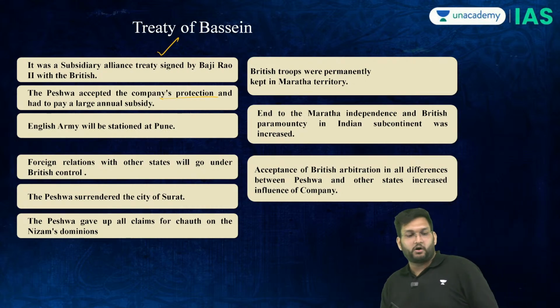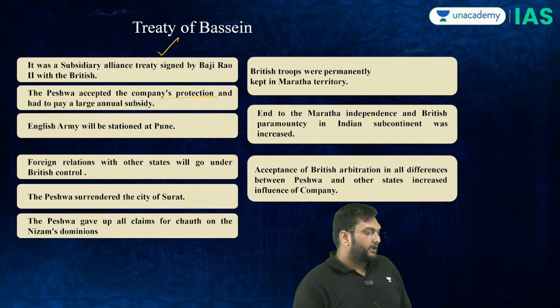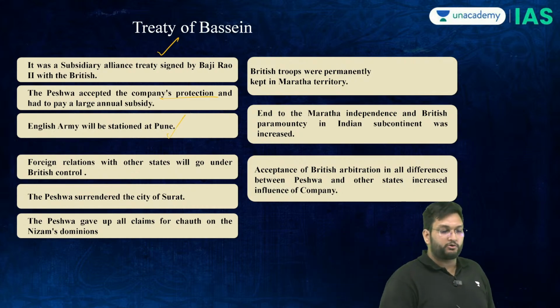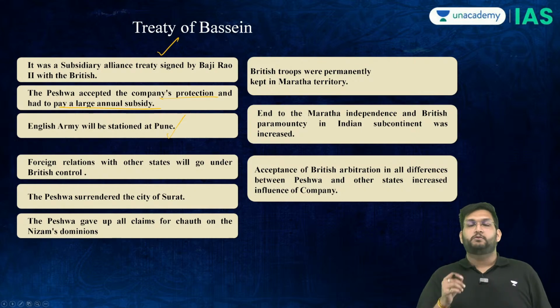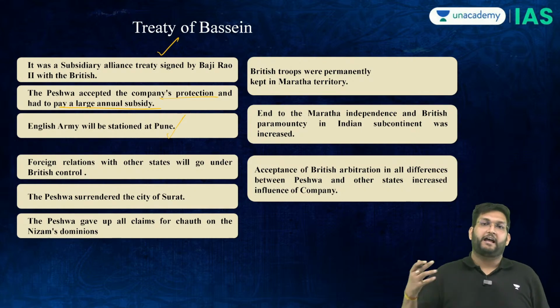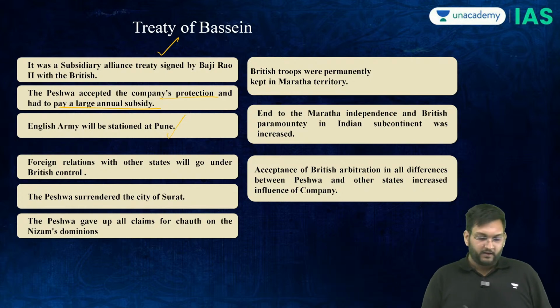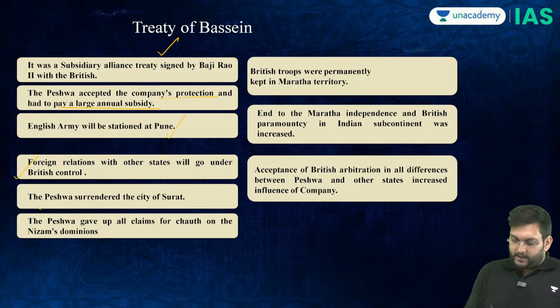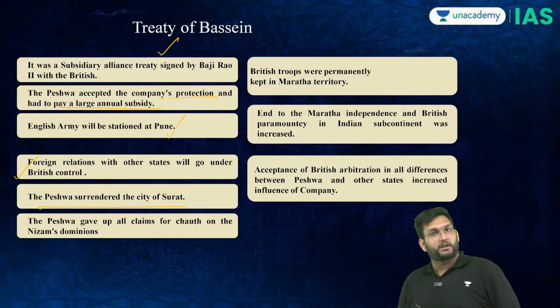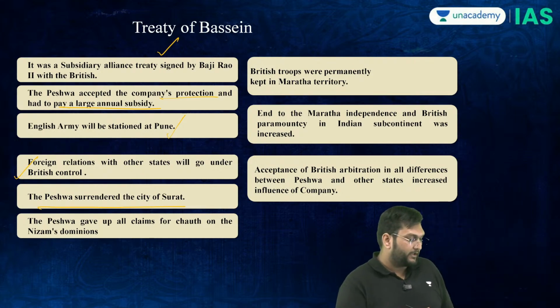Under the Treaty of Subsidiary Alliance or the Treaty of Basin itself, the Peshwa was now under the protection of the company. Now, the British Army was going to be stationed at Poona. A large annual subsidy would be transferred between the Marathas and the British. Foreign relations would now be under the control of the British. The Peshwa surrendered the city of Surat fully to the British.